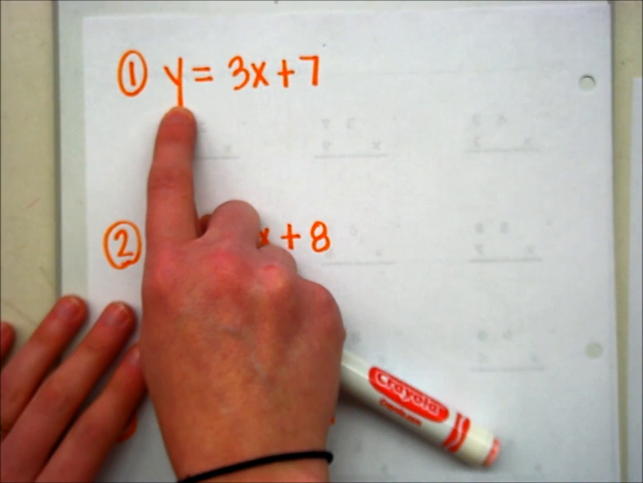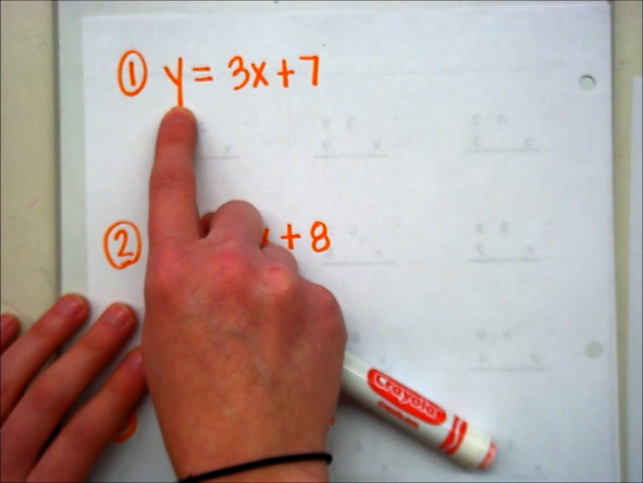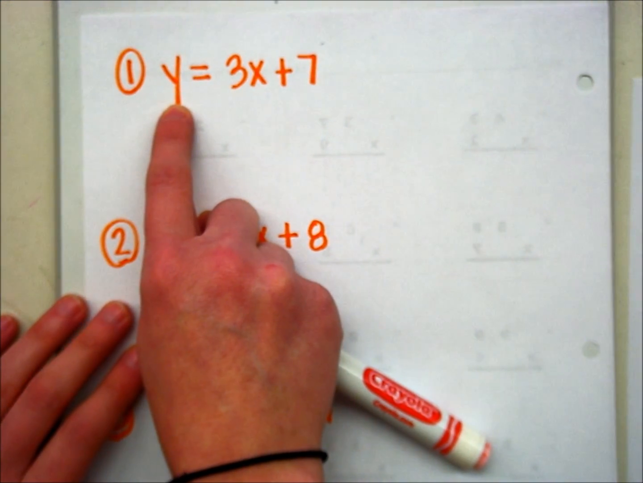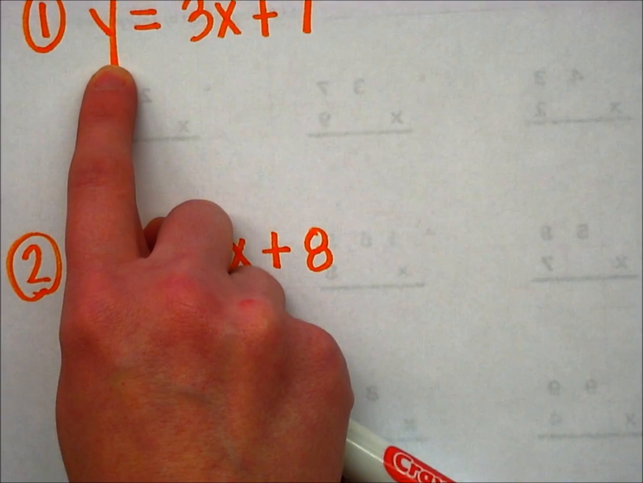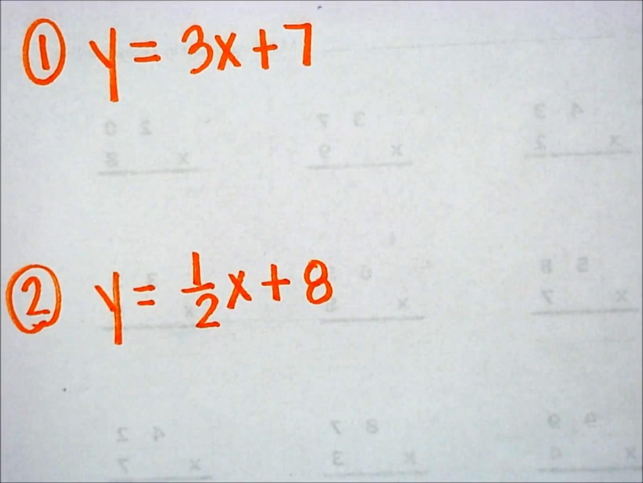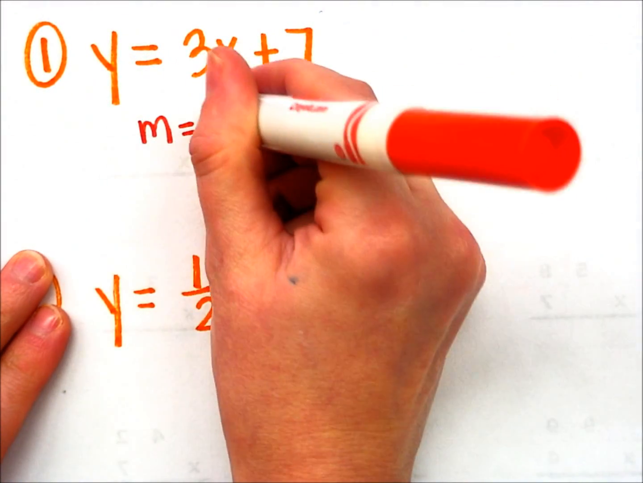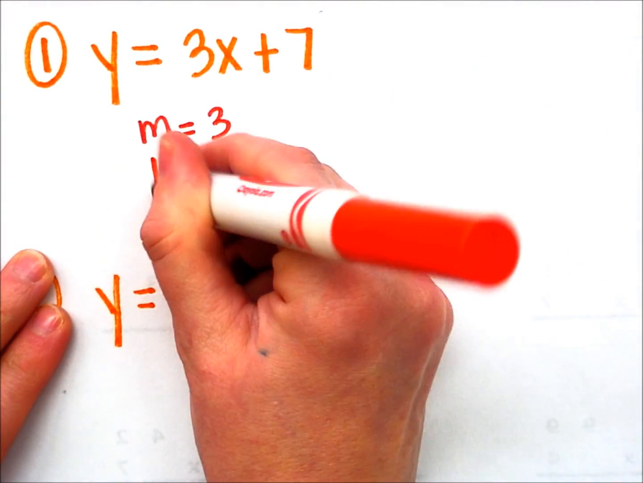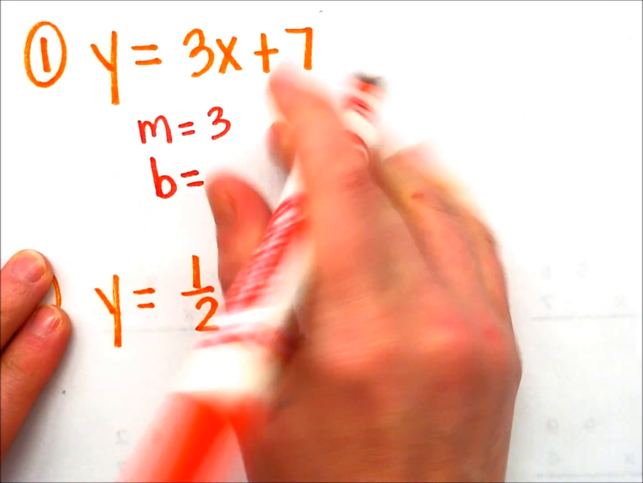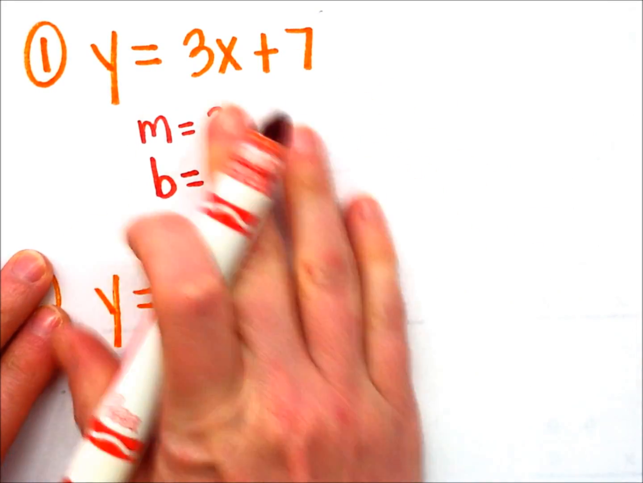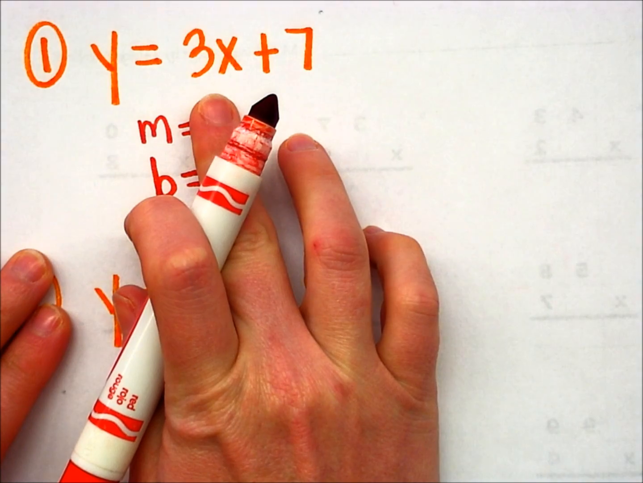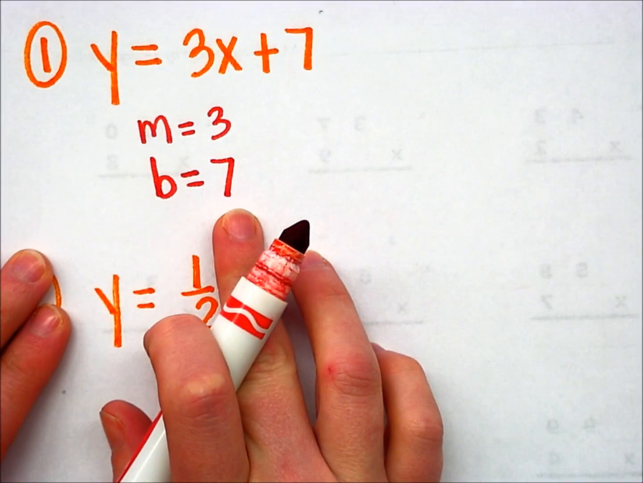In example 1, I have the equation y equals 3x plus 7. I can see that this is in slope-intercept form. In place of m is a 3. In place of the b value is a 7. So the slope of this line would be 3, its y-intercept 7.